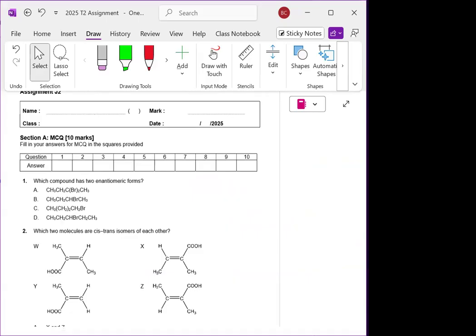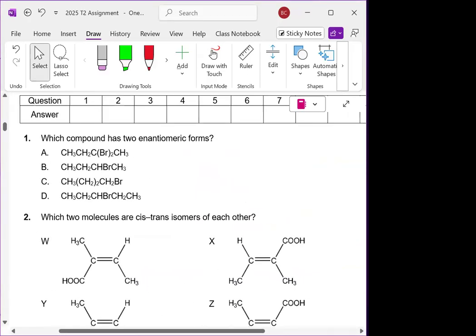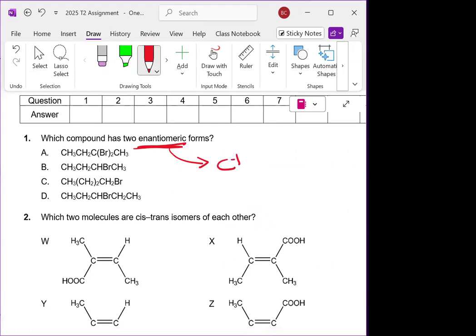Okay, I may want to do assignment J2 for only the MCQ part first. So MCQ part of J2, which one has 2 enantiomers? So if you want to see enantiomers, we will have to see chiral carbon. So look for a carbon which has 4 different substituents, which is this here. So this carbon is bonded to a H, bonded to a Br, bonded to a CH3, and bonded to CH2CH2.